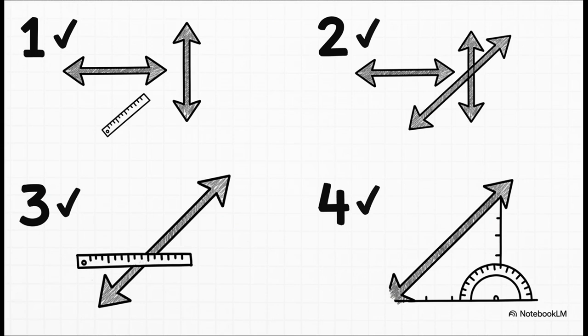So how do you bag all 4 of those marks? Well, here's the breakdown. Mark 1, for drawing the 2 forces to the same scale. Mark 2, for drawing the resultant arrow correctly, connecting them tip to tail. Mark 3, for measuring the length of that resultant and turning it back into a force. And finally, Mark 4, for measuring the angle to show the direction.